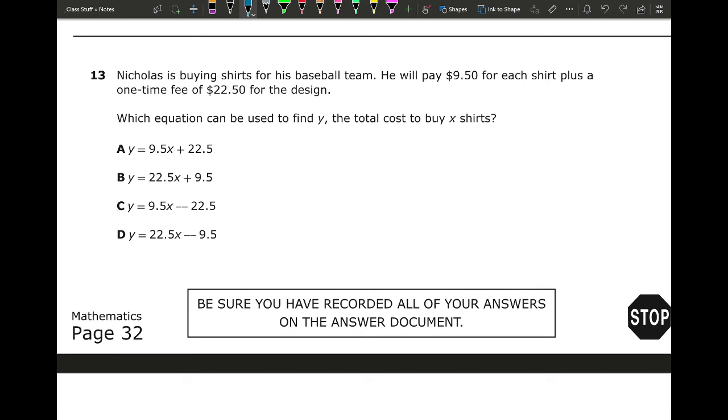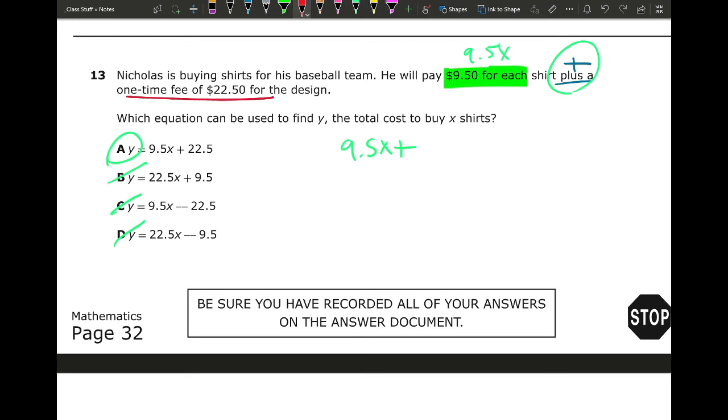So with that being said, I know that $9.50 each, that's gonna be my variable, 9.5x. And then it literally says plus. So we're gonna have 9.5x plus. So the number that goes with the variable is 9.5. Let's look at the answer choices. This one does not have that. They're backwards, right? And then we're adding right there. This one is subtracting twice. This one is subtracting. So the answer has to be A. We are adding a one-time fee of $22.50. So yes, my answer was indeed A.